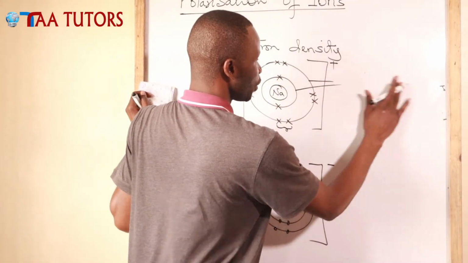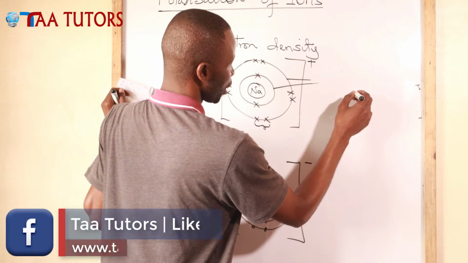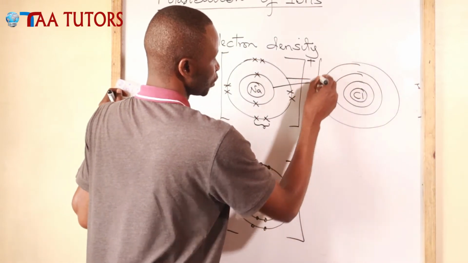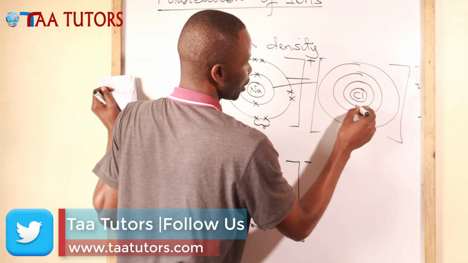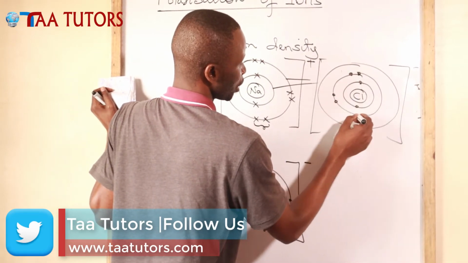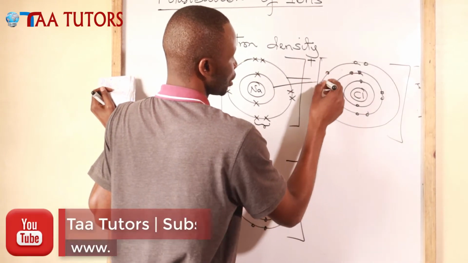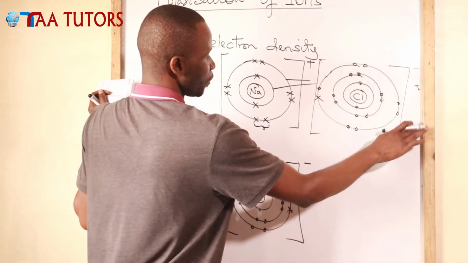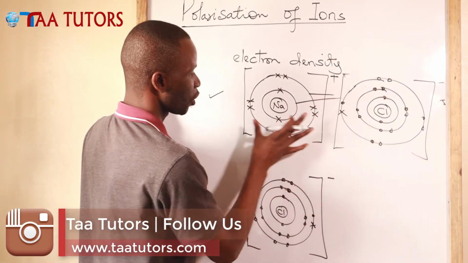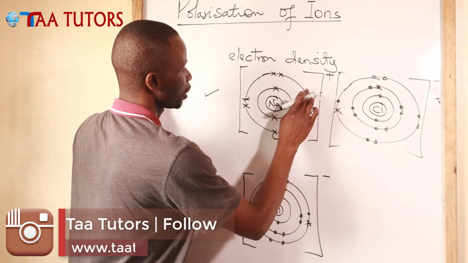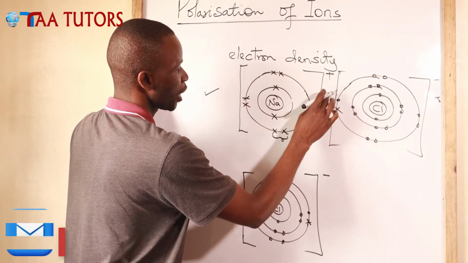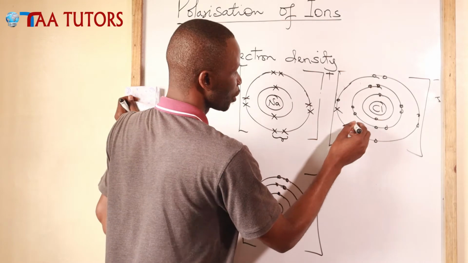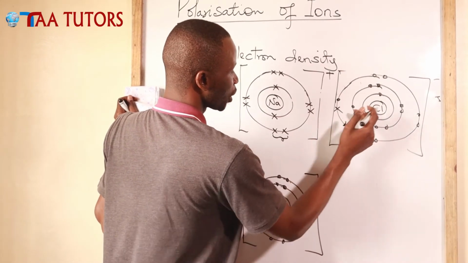But when we carry this ion and bring it closer to the cation here, then we start seeing something happening. If you bring the chloride ion closer, forming an ionic bond, something strange happens. Compared to the cation, the size of the chloride ion is much bigger, and therefore the attraction to the nucleus from the outer energy shell is much weaker.